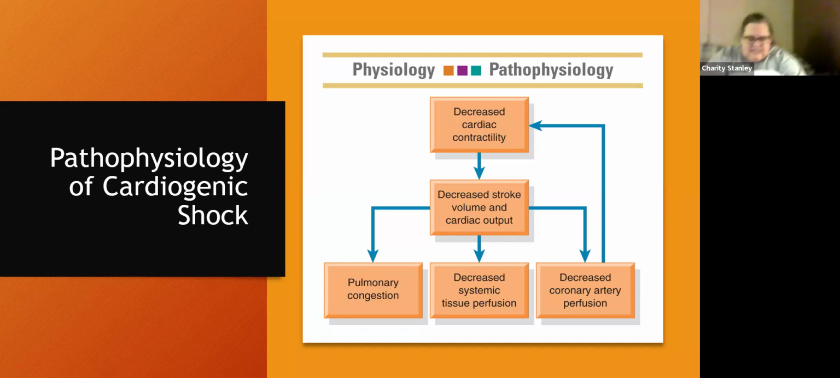So something happens to the heart that it's not able to pump effectively. When the heart can't pump effectively, that's going to decrease your stroke volume, which decreases your cardiac output. And that's going to end up with us having wet lungs, having decreased tissue perfusion, and then the heart can't feed itself the appropriate amount of oxygen and the appropriate amount of glucose. So, this decreased coronary artery perfusion further damages the heart, making the contractility worse, dropping the stroke volume more, and so further exacerbating the pulmonary congestion, etc.